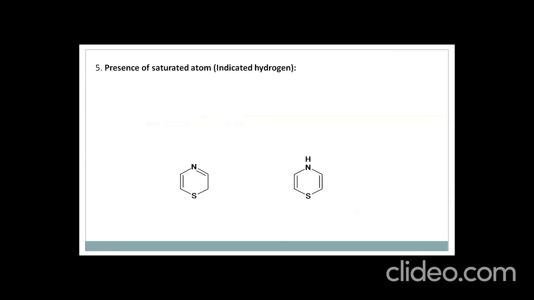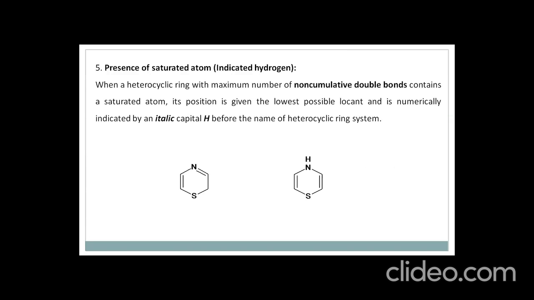1,2,4-thiadiazole. Now next is the presence of a saturated atom, which can be indicated by hydrogen. When a heterocyclic ring with the maximum number of non-cumulative double bonds contains a saturated atom, its position is given the lowest possible locant and is indicated by an italic capital H before the name of the heterocyclic ring system.